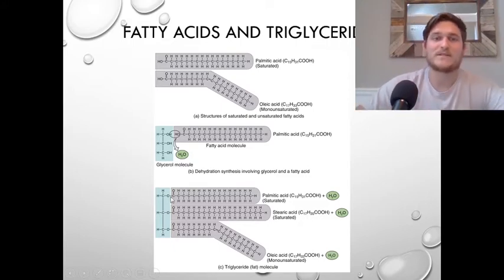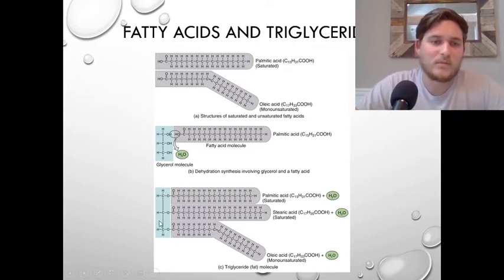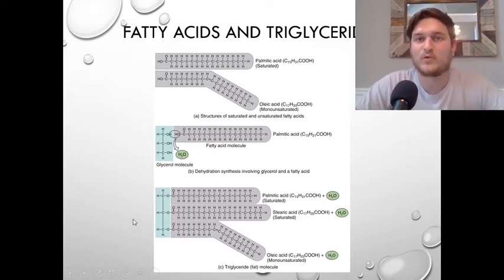And it just doesn't need to be 3 of the same. It doesn't need to be 3 saturated or 3 monounsaturated. They were just all bound together through this carbon backbone attached to that glycerol here, in order to store fats.